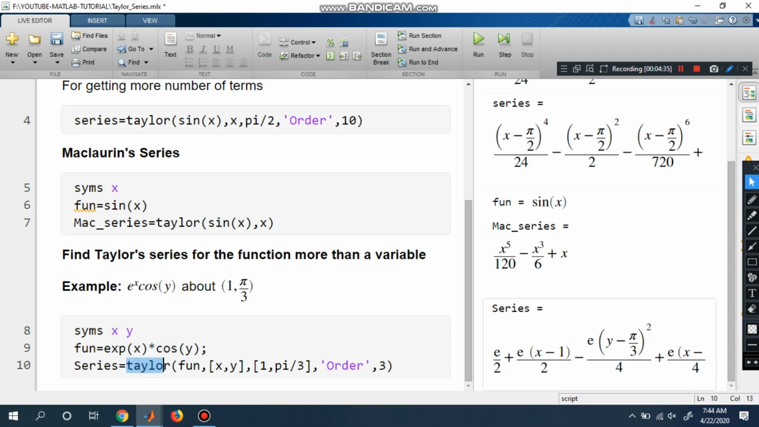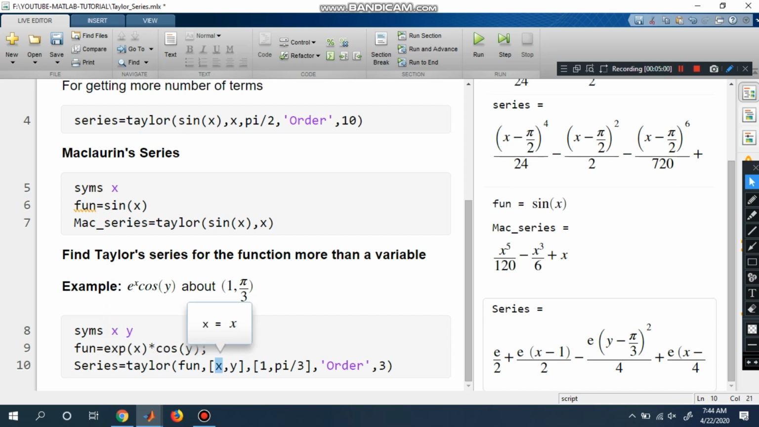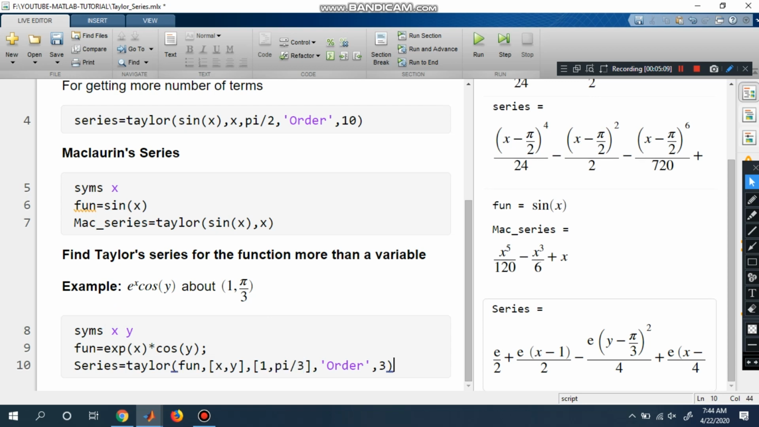The syntax for this is TAYLOR, the function. Now, here we need to specify the two variables, and we should give the order, what is the first and what is the second one. That is why we put them in square brackets, x comma y variables. Now, the point 1 which is related to x and pi by 3 which is related to y. And here I would like to specify the order also. I would like to execute this up to the third degree.